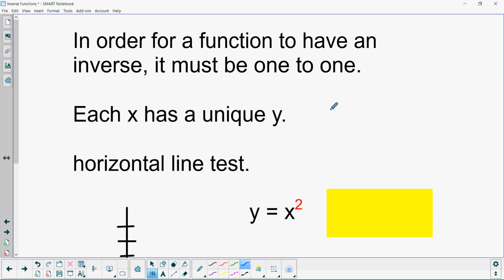So in order for a function to have an inverse, it must be 1 to 1. So let's think back to our last video we watched. This means that it passes the horizontal line test.